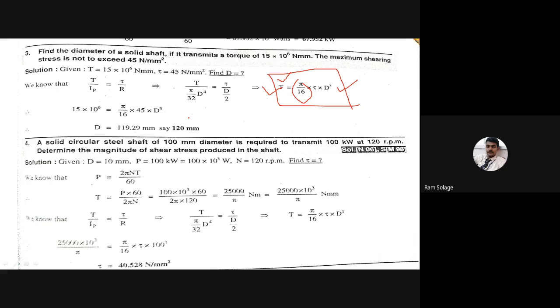If problem number 3 is over, please write down problem number 4. Problem number 4 is something different than the previous problem. Same formula we have to use, but in that problem the power is given. Previously we were calculating the value of P, but in this problem they have mentioned the value of P. Just write down the problem. I will explain the solutions.